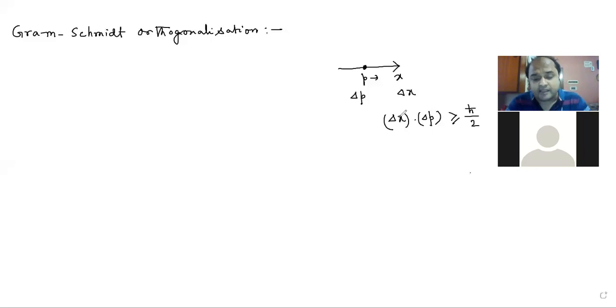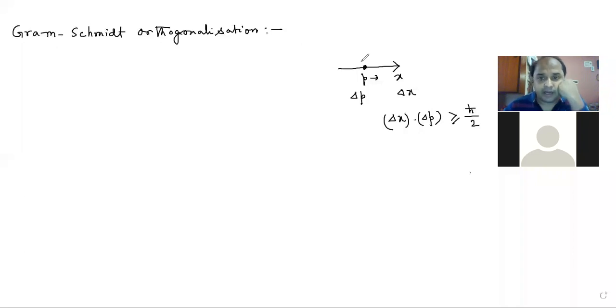What does this mean? It means that if the uncertainty in the measurement of position increases, the uncertainty in the measurement of momentum will decrease. If the uncertainty in the measurement of position decreases, the uncertainty in the measurement of momentum will increase, and vice versa. If one uncertainty decreases, the other will increase. So they are inversely proportional to one another.